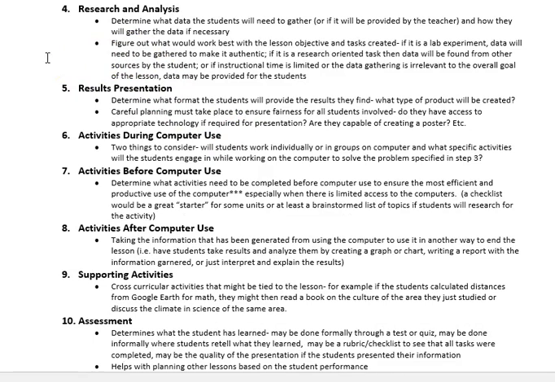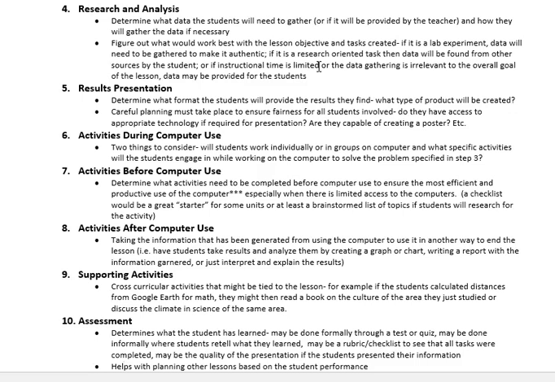So step 4, research and analysis. Determine what data the students will need to gather, or if it will be provided by the teacher, and how they will gather the data if necessary. So basically, you're going to figure out what works best for this lesson objective or objectives and the task created. If the lab is an experiment, then data will need to be gathered to make it more authentic. If it's a research-oriented task, then data will be found from other sources by the student, including the internet and hopefully print resources. Or if instructional time is limited or the data gathering is irrelevant to the overall goal of the lesson, then data could be provided for the students by the teacher. Just depends on the objectives.